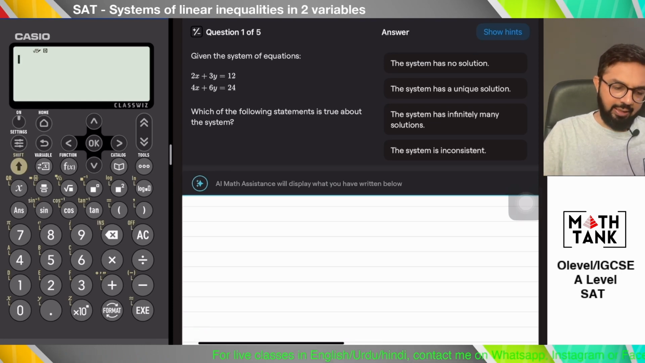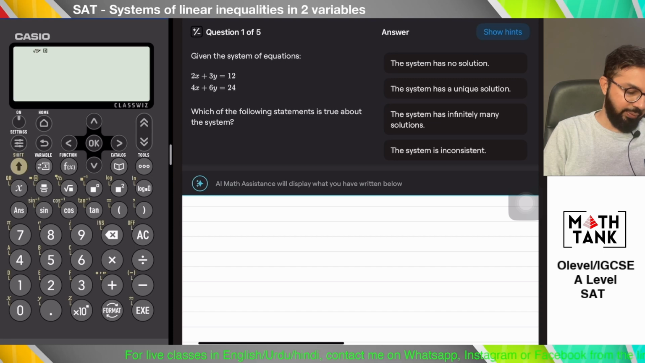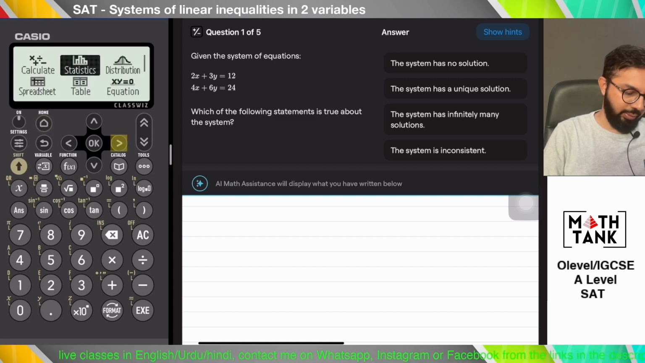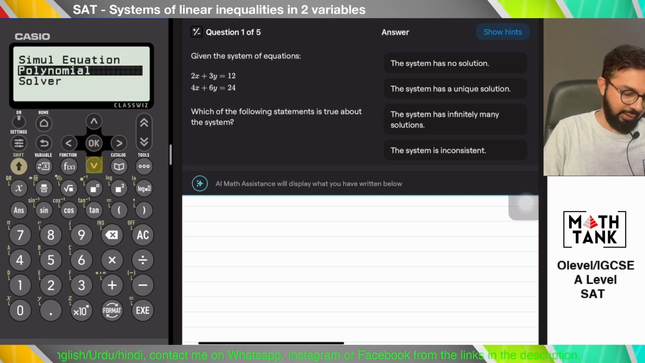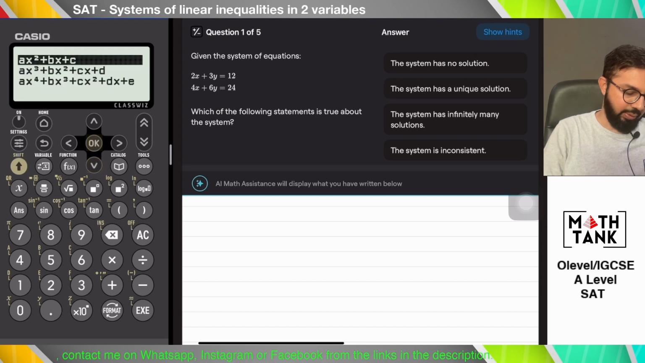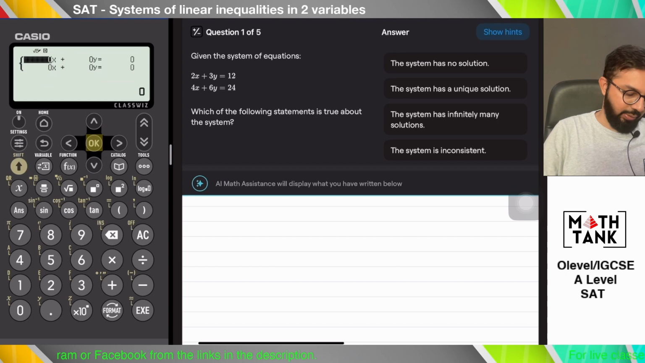Okay, so I think my calculator can handle most of this. I'm not even going to try to do this myself. I go to simultaneous equations, two unknowns: 2, 3, and 12; 4, 6, and 24.